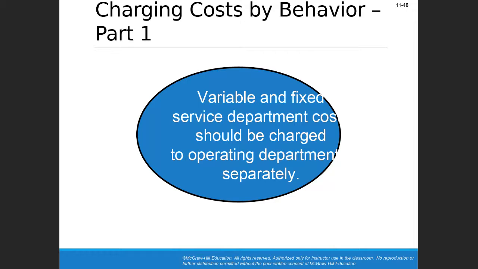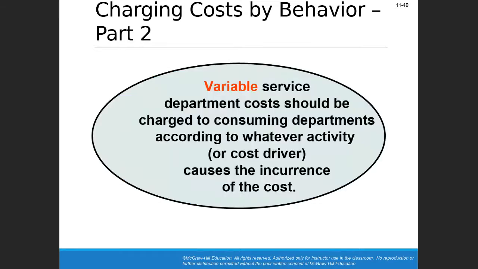Well, just like any place else, you've got variable and you've got fixed, right? And they should be charged separately. That's because different departments are using different parts of your capacity and using different amounts in terms of variable. Your capacity is covered by the fixed, and your variable is how much they use. So variable costs should be charged according to whatever activity cost driver causes the cost.